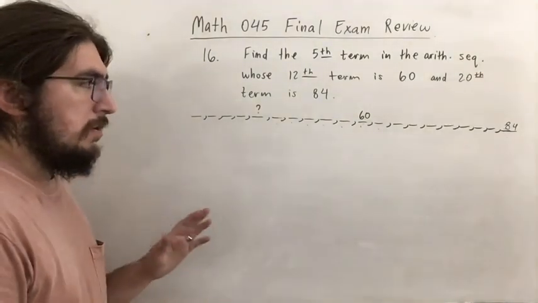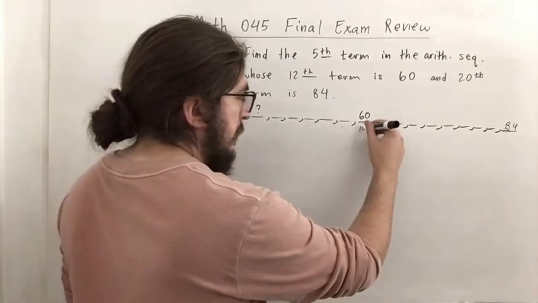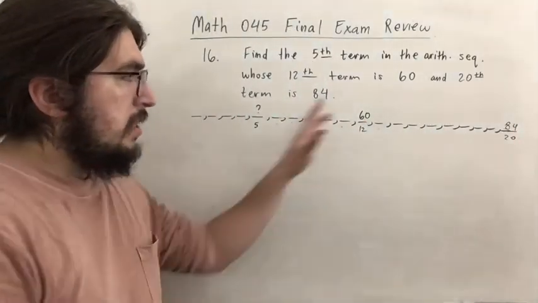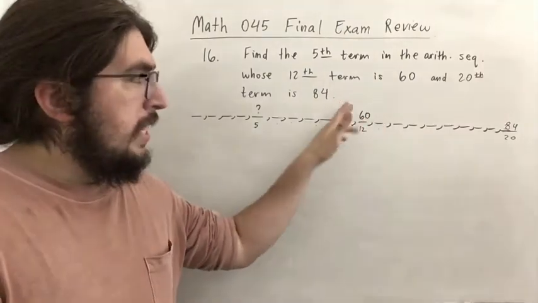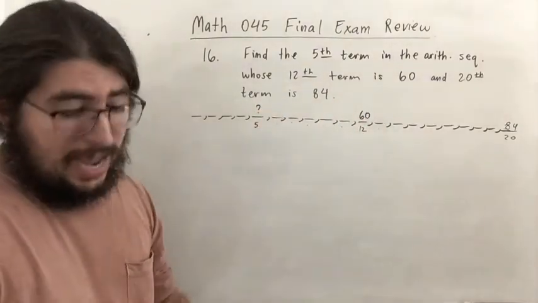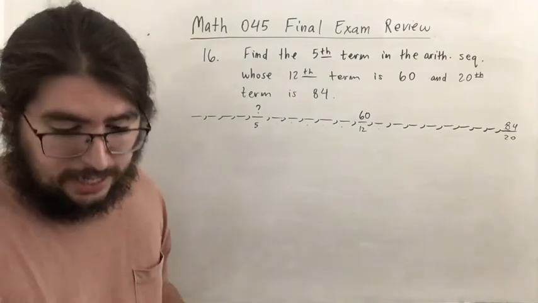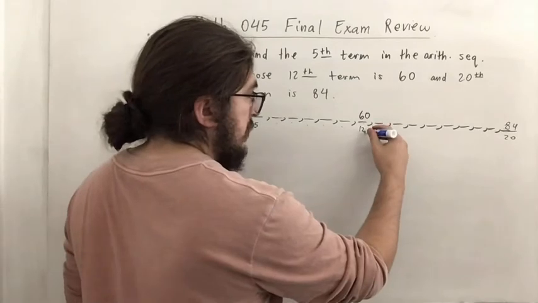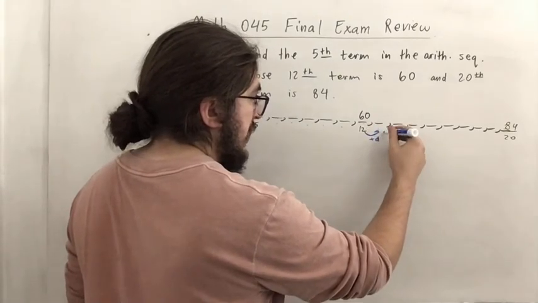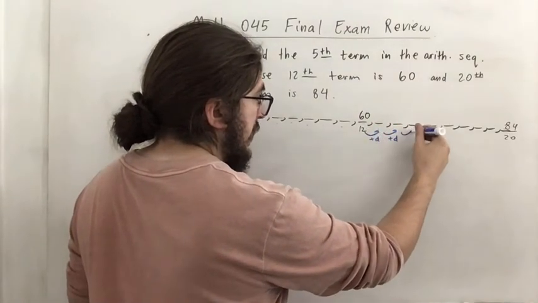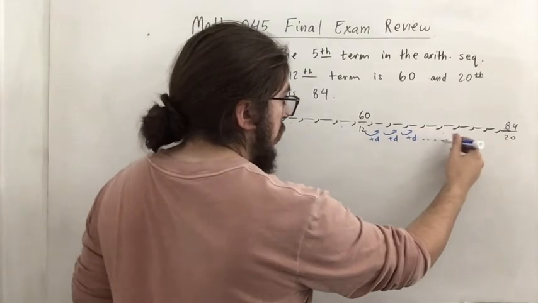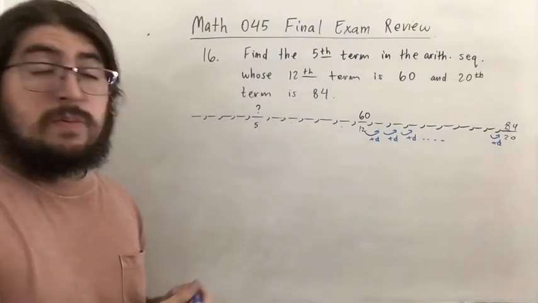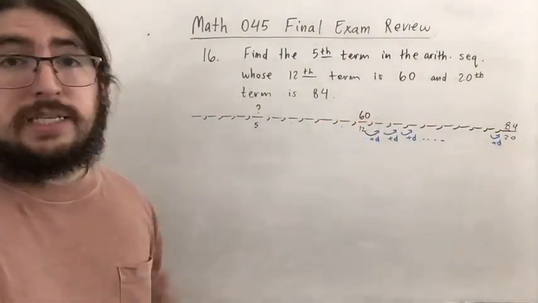But let's count. So we're in the 12th position here. We're in the 20th position here. We're going to the 5th position. So the first thing I'm going to do is count how many of the common difference we need to add to get from 60 to 84. And we can develop this relationship between them. So notice, to get from this to the 13th one, we have to add the common difference d. You add it again, and so on. We do that all the way until the last one. The question is, how many of these d's will we need to add to go from 60 to 84?